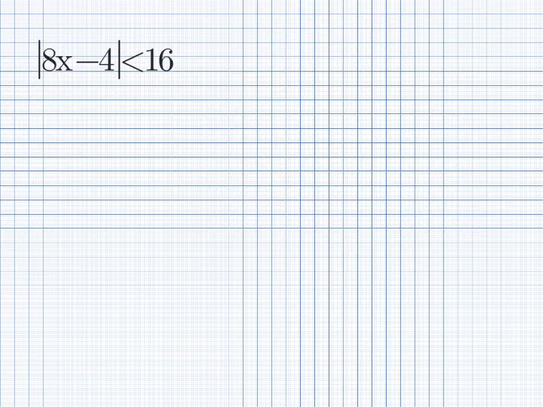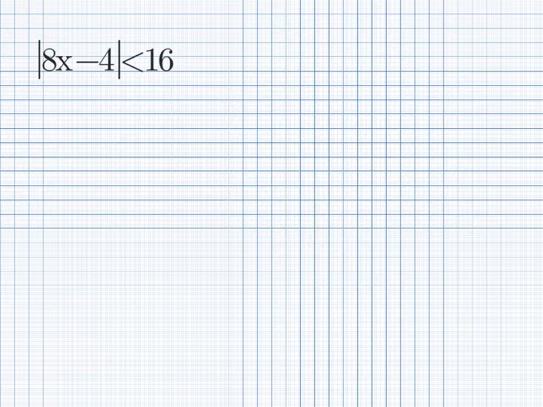In problem number 8, we're asked to solve the inequality absolute value of the quantity 8x subtract 4 is less than 16, and we're supposed to write the exact solutions in interval notation. So the first thing we need to do is get rid of that absolute value. So we need to look at our inequality symbol. Since this is a less than, that tells us that we are dealing with an and inequality.